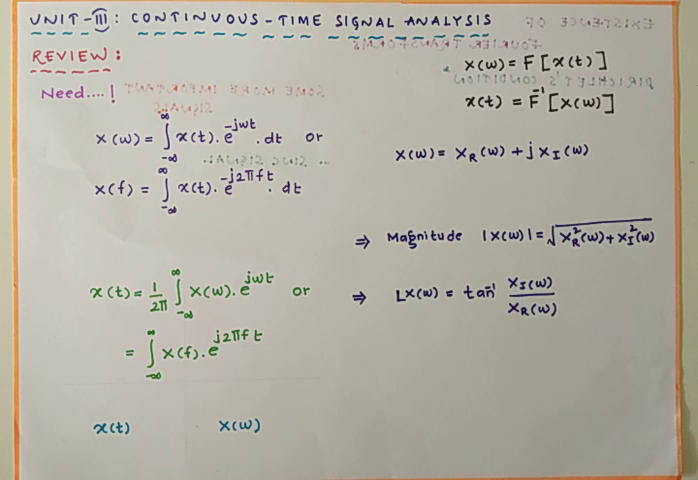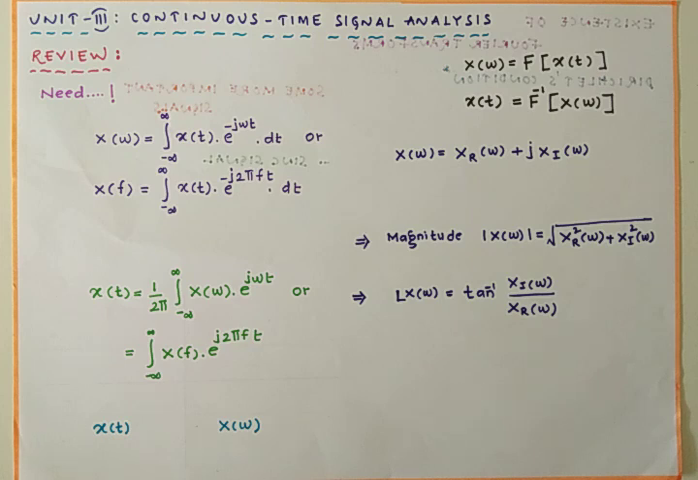Now, by making use of the Fourier transform, we can convert the continuous time signal into a frequency domain signal. That means the time domain will be converted into the frequency domain, and the Fourier transform can also be applied to aperiodic signals. That means the Fourier transform can overcome the limitation of the Fourier series. The Fourier series can be applied only to periodic signals, whereas the Fourier transform can be applied to periodic signals as well as aperiodic signals.